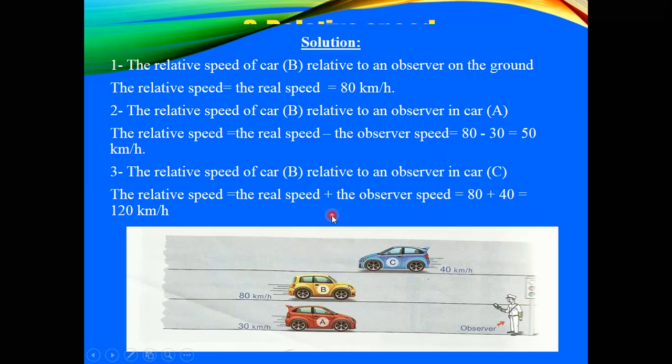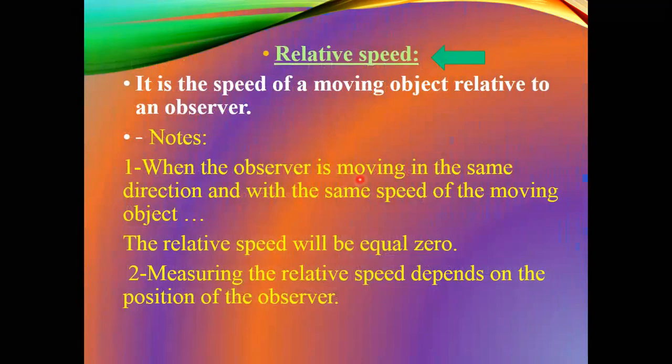هنا 3 cases. هيبقى عندنا fourth case بس we will discuss it later. Here is the relative speed. It is the speed of a moving object relative to an observer.